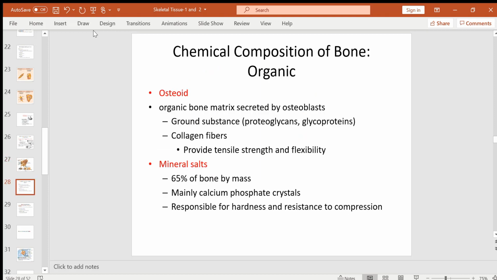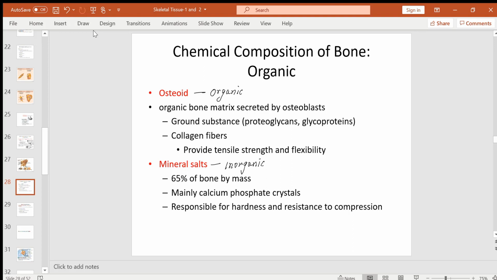Now, the chemical composition of bone. Bone has both organic and inorganic compounds. The organic compound is called the osteoid. So osteoid is the organic component, and mineral salts are the inorganic components of the bone. So bone has both organic and inorganic chemicals.